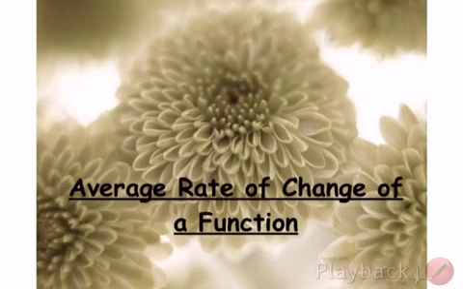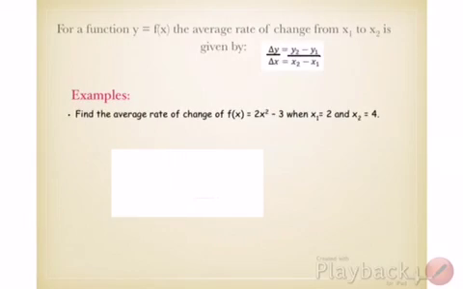Hi guys, just to build on the last lesson, we're going to look at average rates of change for a function. Any function y equals f of x has an average rate of change from x1 to x2 that is given by the change in y over the change in x. When we're given two x values, we can work out the average rate of change by plugging them into the function and working out our y changes. So it's the change in y over the change in x.